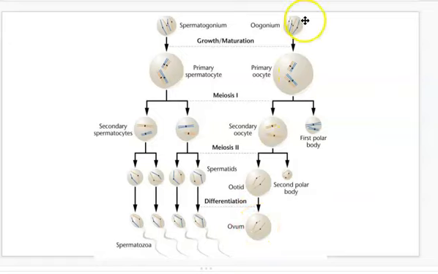All right, let's look at that again. Oogonia to primary oocyte is mitosis.